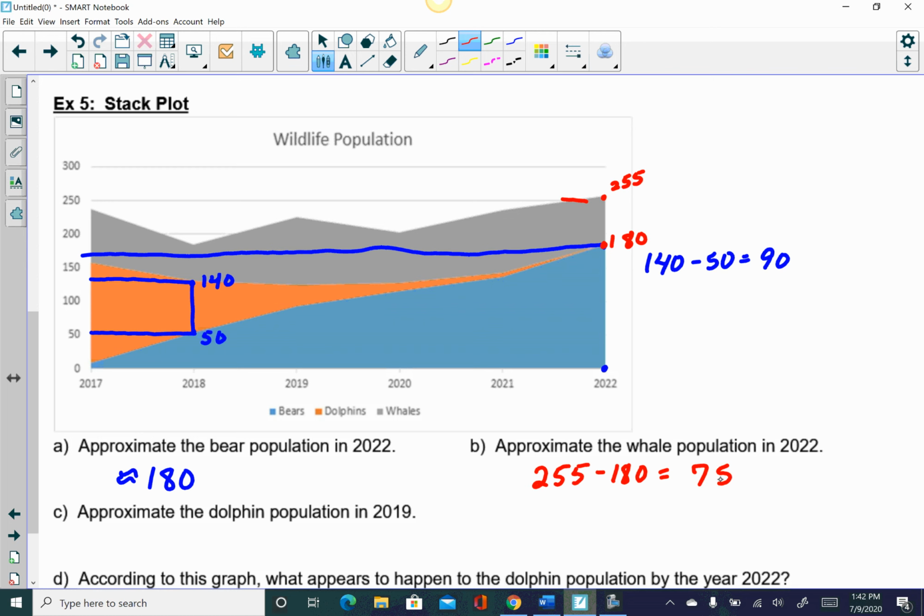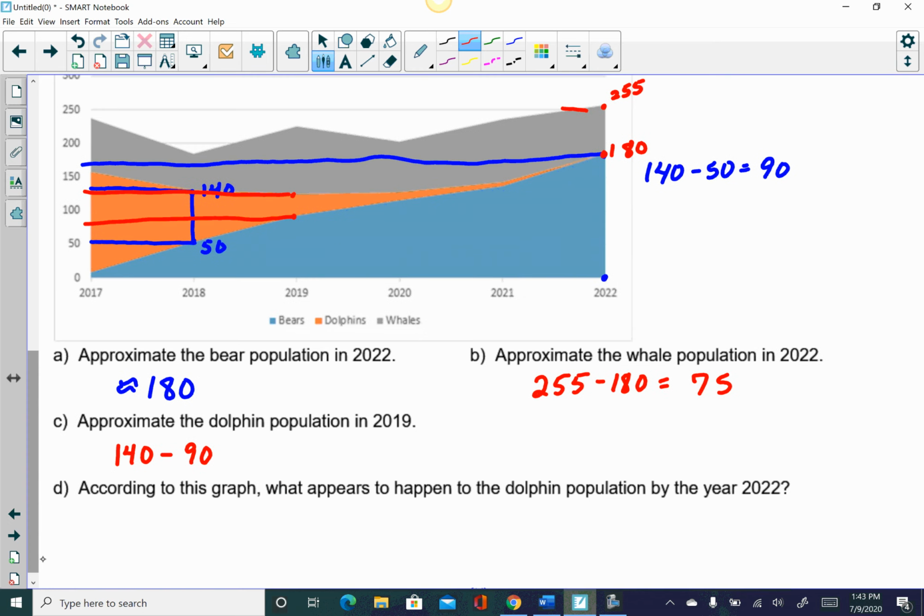Dolphin population in 2019. So here's your 2019. I've got to read the bottom and the top of that wedge. And like I've been doing, you'd follow it across on both of those. I'd probably keep it there at that 140 minus, let's say 90. These would be approximations. Whenever I would be checking your quizzes and your tests for a stack plot, I would be taking a range. So 140 minus 90 gives us approximately 50. Probably any answer between 30 and 60 would be on target there.